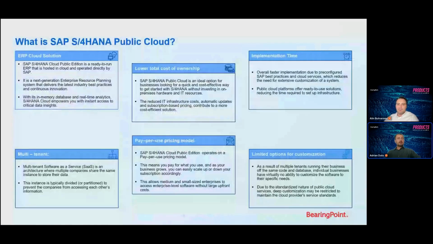So what is SAP S/4HANA Public Cloud? It's a ready-to-run software as a service cloud ERP that delivers the latest industry best practice business processes and brings continuous enhancements to help customers stay competitive, and with the short implementation time enables them to work toward their future business goals. With the pay-per-use pricing model, it is marketed by SAP to have the lowest total cost of ownership and highest return on investment of all SAP solutions.